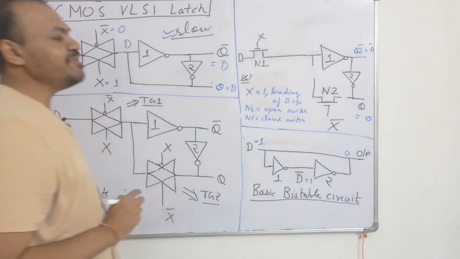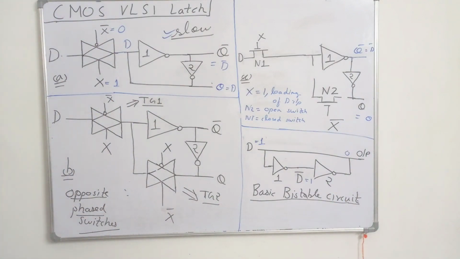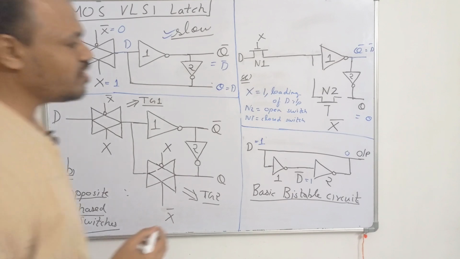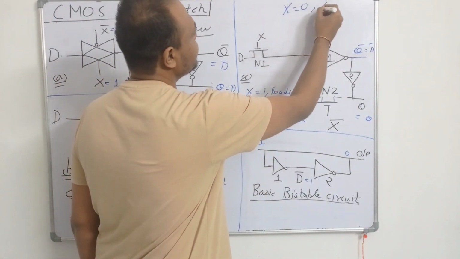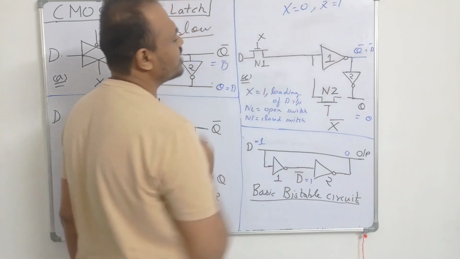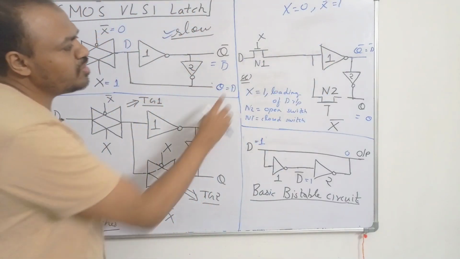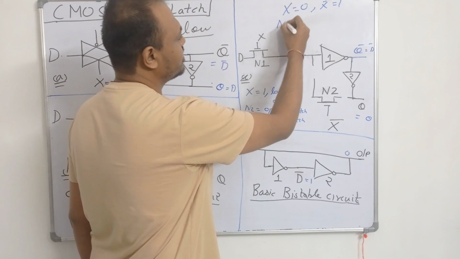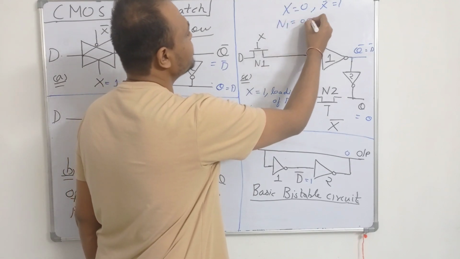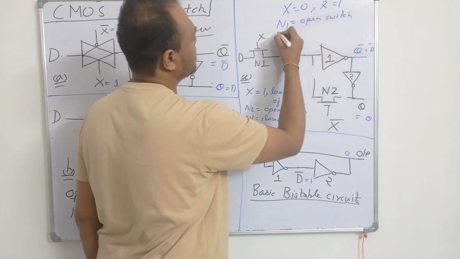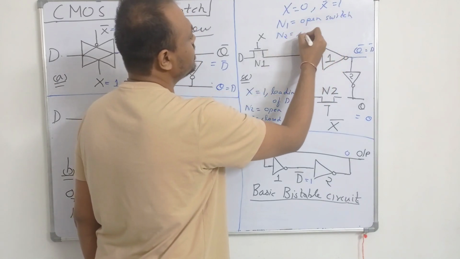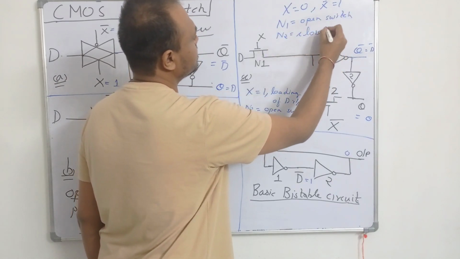So as you can see, the circuit is loaded with the D input when x equal to 1, and when x equal to 0, then obviously x bar will be equal to 1. So when x equal to 0, then N1 will be off. N1 will act as an open switch, and N2 will act as a closed switch.